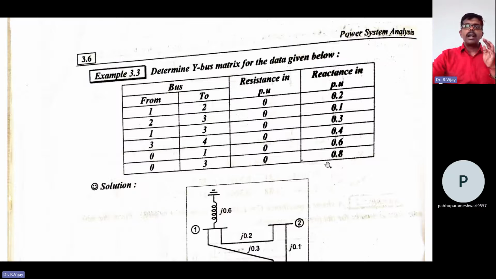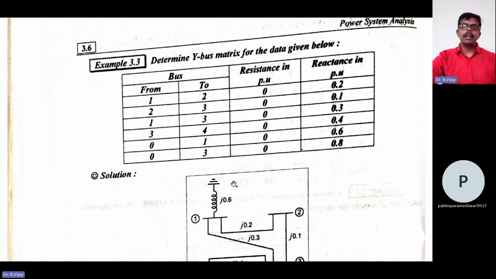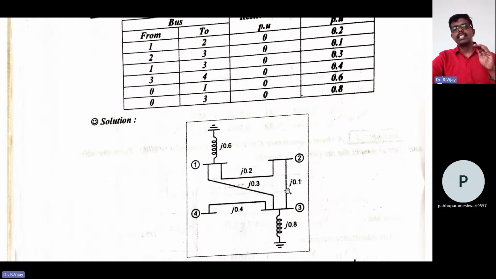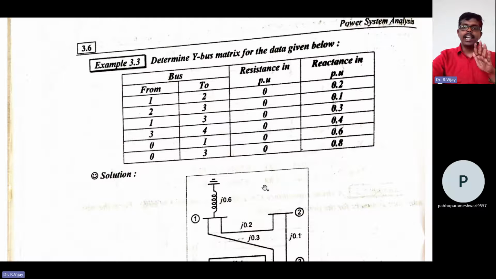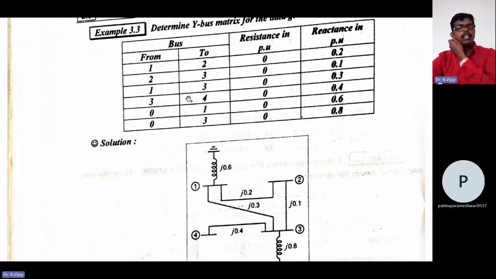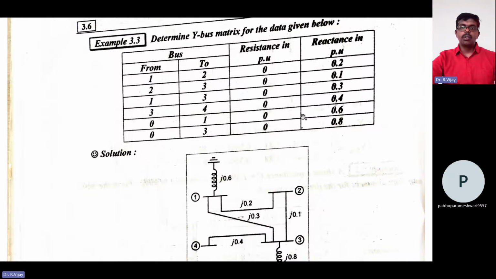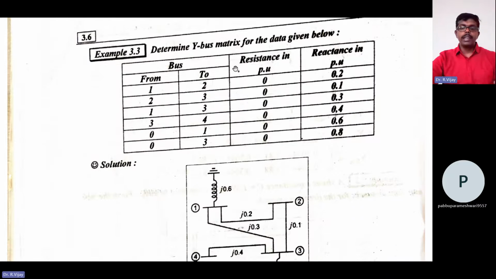Okay, so from whatever data is given, we need to formulate the bus diagram. Sometimes this bus diagram will be given directly, sometimes only data will be given, and we need to formulate it. It is very simple, because almost everything is given. So for 1 to 2, what is the reactance? Here you need to formulate the Y bus matrix.